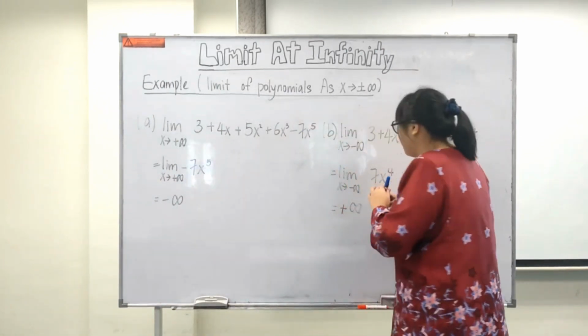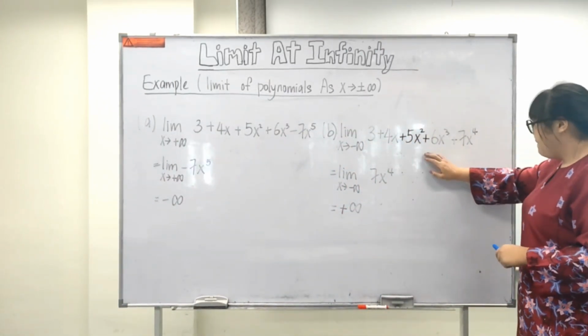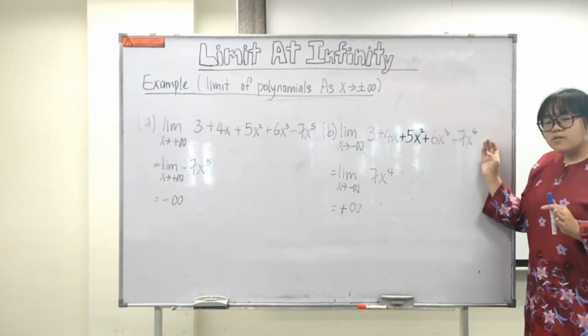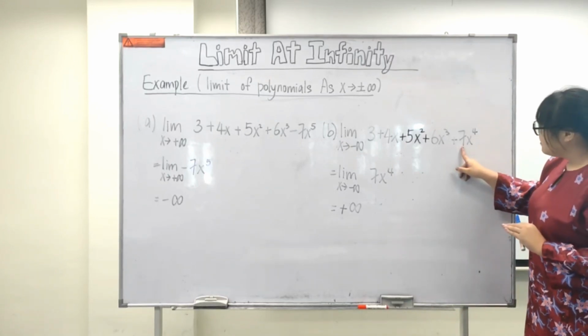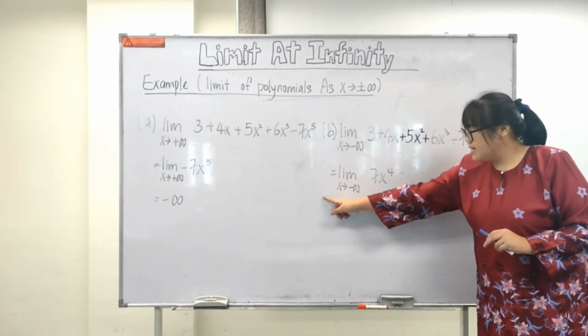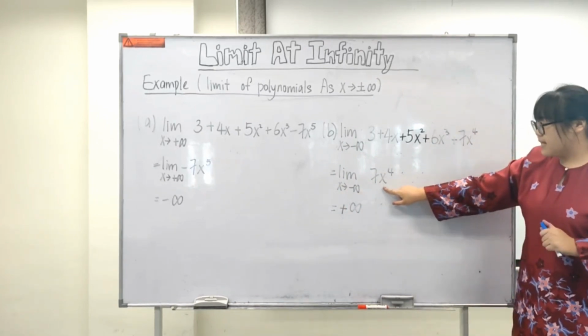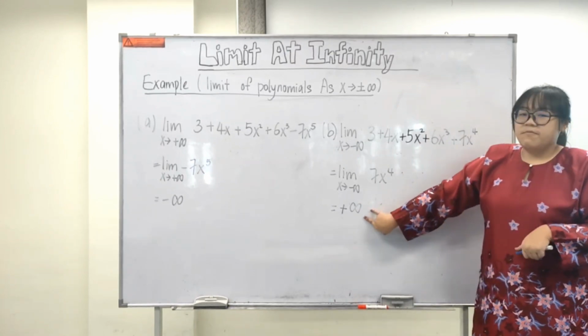We look at question B. Limit of function x plus 4x plus 5x power of 2 plus 6x power of 3 plus 7x power of 4. We also take the highest degree term, so we take 7x power of 4. We write again this equation. When x is approaching negative infinity, we substitute negative infinity inside. But since the power is an even number, the final answer will be positive infinity.